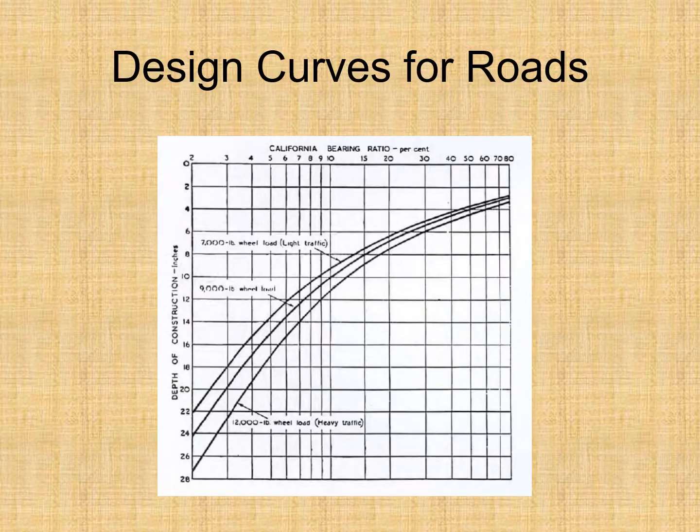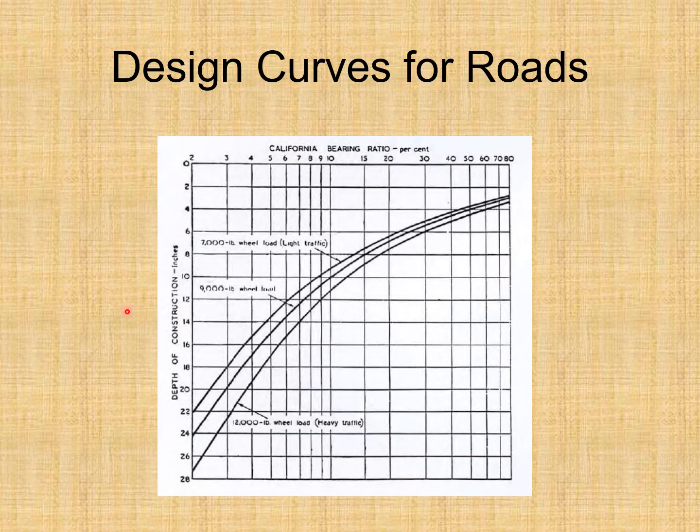And the design curves for roads, these are the design curves that we can use. Here you can see that for different wheel loads, this is the light traffic curve, the medium traffic curve, and this is the heavy traffic curve, and corresponding to the design CBR value, we can get the thickness of construction above that material. So keep in mind that these design curves will give you the thickness of construction above that material that you have tested in the CBR test.